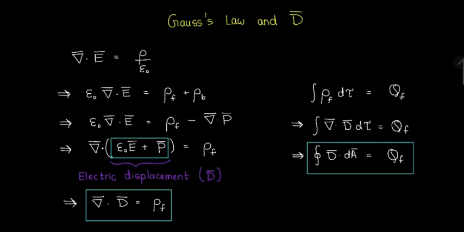After doing some manipulation here and there, you'll get this one. So this quantity, epsilon naught E bar plus P bar, where P bar is polarization, this quantity is nothing but electric displacement. So I can rewrite Gauss's law in this way. Divergence of D bar is rho f. Rho f is the volume charge density of free charges.